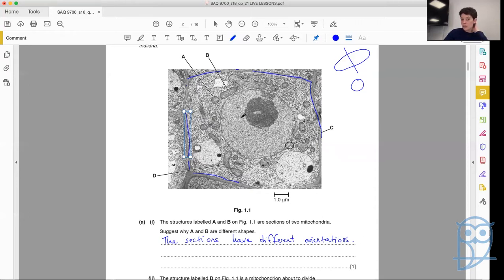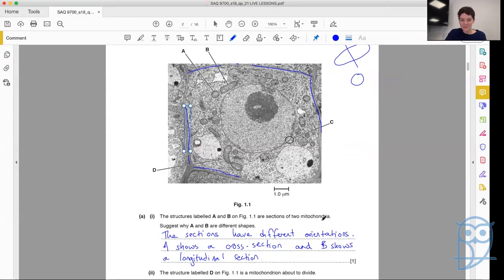If you want to be a little bit more specific, A is a cross section, and B shows a longitudinal section. So one single organelle, but two different appearances because of the way it was cut. It's always important to remember when you're studying cells, everything's happening in 3D. It's not just a simple line drawing like we see so often in books.